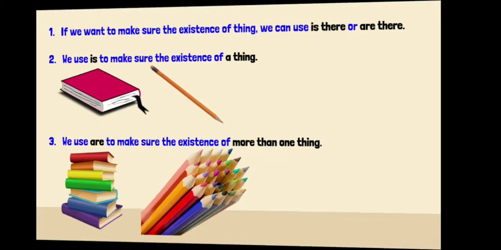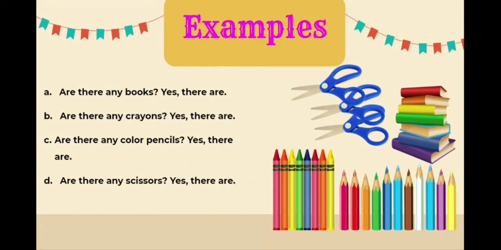Okay, now look at the examples here. The first example is, "Are there any books?" "Yes, there are." We have to remember that when we want to make sure of the existence of things, we have to use "are there" in the beginning of the question when the things are more than one. For example, here the things are books, right? So we have to say, "Are there any books?" "Yes, there are." Because in here you can see there are some books.